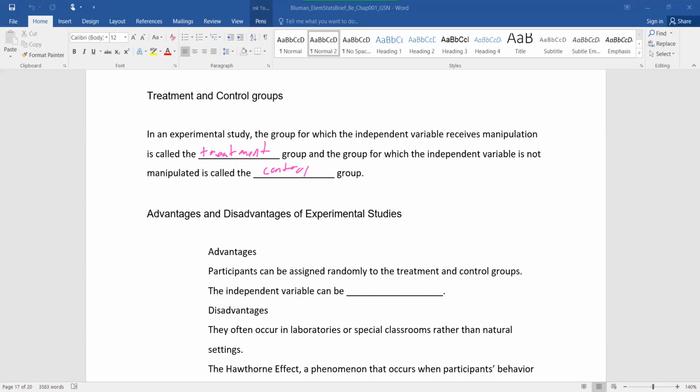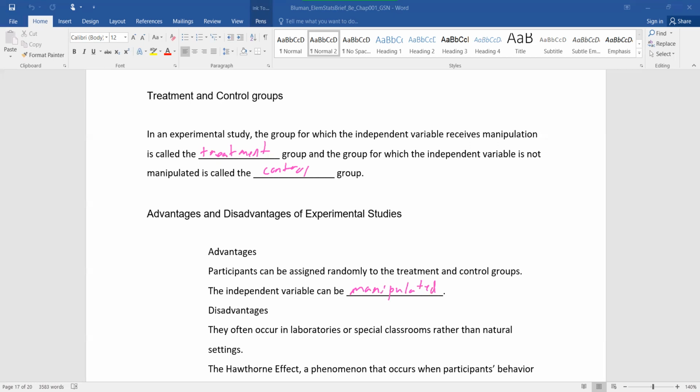Okay. So, advantages and disadvantages of experimental studies. Advantages: participants can be assigned randomly to the treatment and control groups, and the independent variable can be manipulated. So you can still randomize it pretty well. Disadvantages: they often occur in laboratories or special classrooms rather than in natural settings. So maybe you'll have better results if you did this at a park, if you gave treatment because the sun was shining or it was a pretty day, or you could hear the birds chirping or whatever. That could be a disadvantage there.